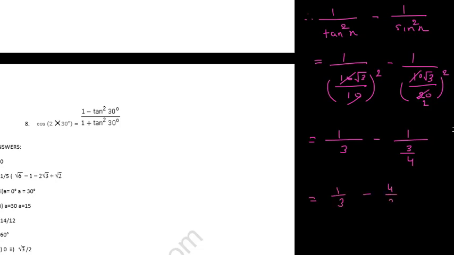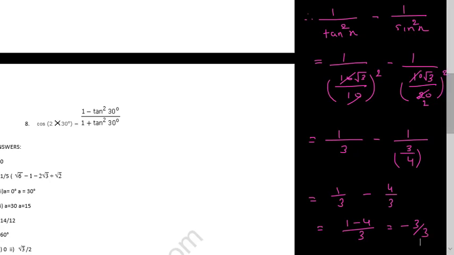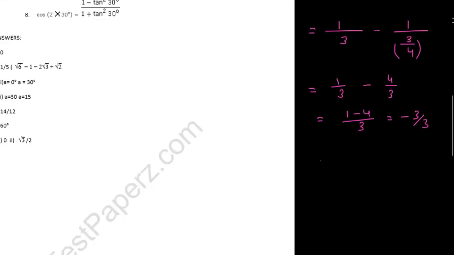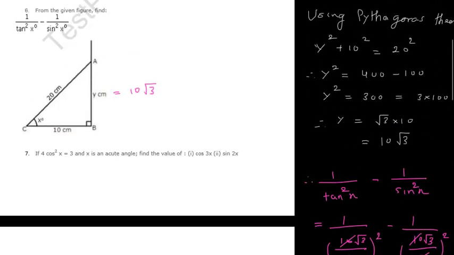Okay, when you have denominator as 3 upon 4, you can move this 4 in the numerator. 1 divided by 3 upon 4 is 1 into 4 upon 3. So this gives you 1 minus 4 whole divided by 3, that is minus 3 divided by 3. Now what is minus 3 divided by 3? Minus 3 divided by 3 is minus 1. So the answer for this problem, 1 upon tan square x minus 1 upon sin square x, is minus 1.